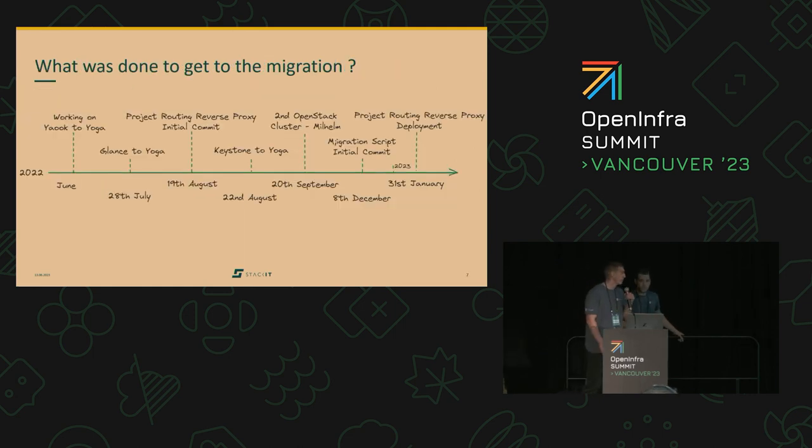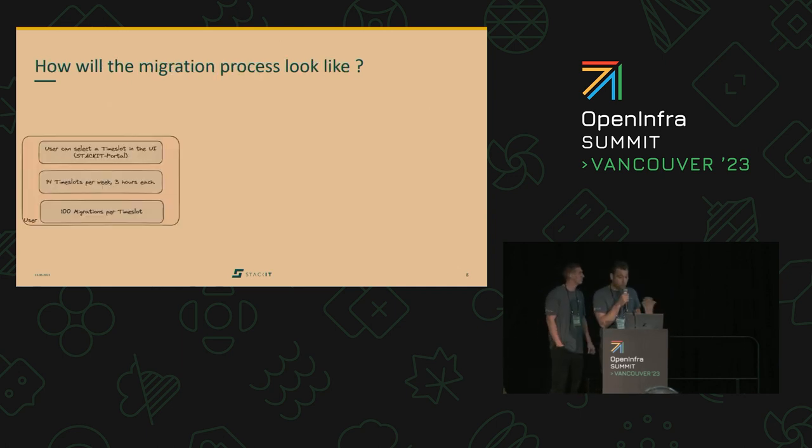Yeah, and I'm going to give you a short overview over what needed to be done for this migration to happen. So first of all, we started in June last year with enabling Yoga on our Yahoo tooling. And afterwards, we migrated Glance and Keystone step by step first, because that was really nice. And then in September, we created our second OpenStack cluster. And in January this year, we then deployed our Project-Routing-Reverse-Proxy so the user couldn't see on which cluster his resources were. Now let's have a little bit of a deeper dive into how a migration itself works.